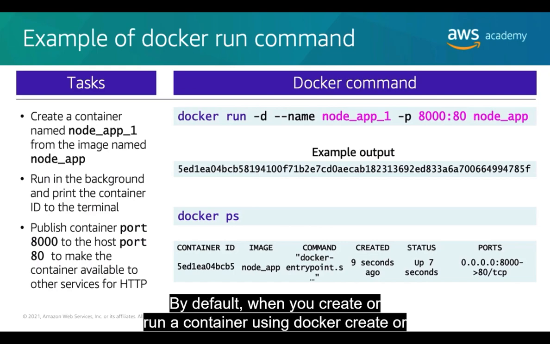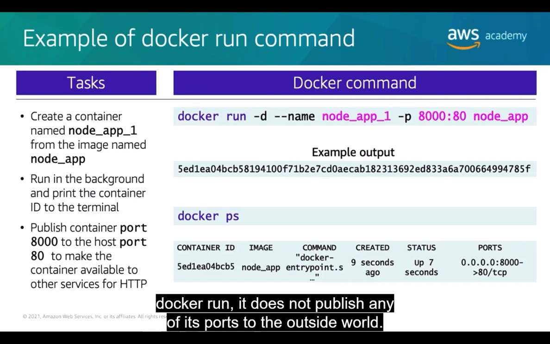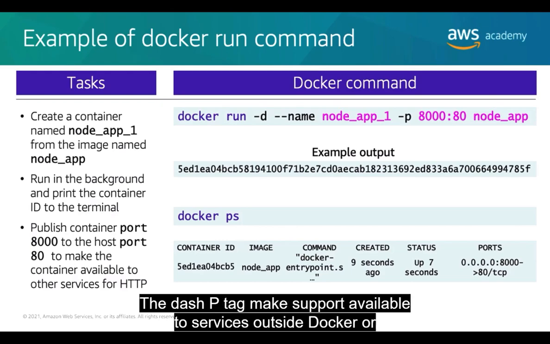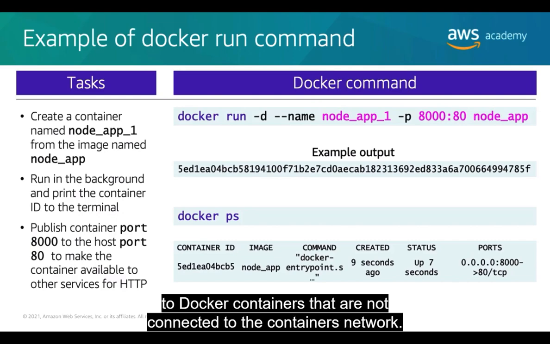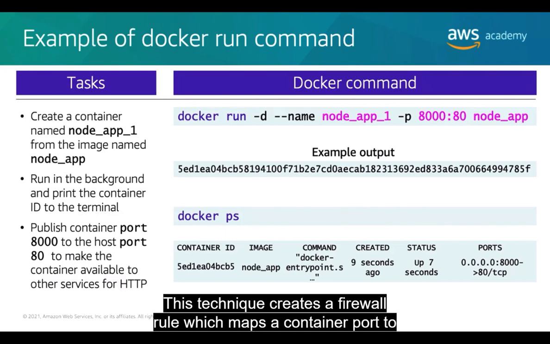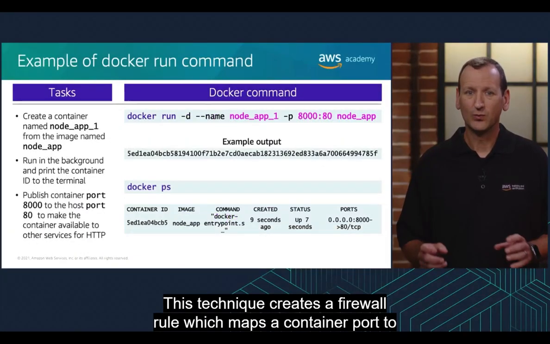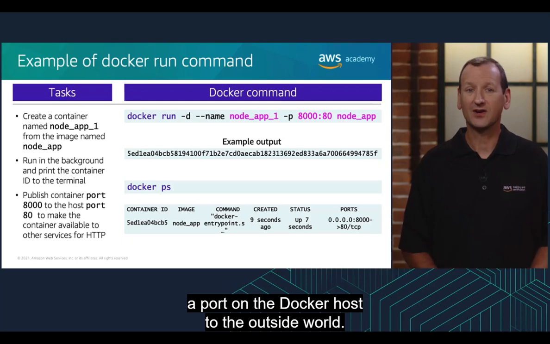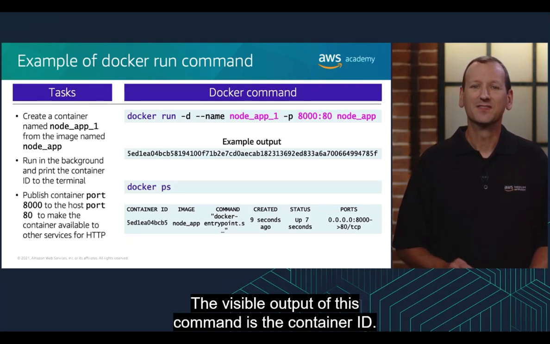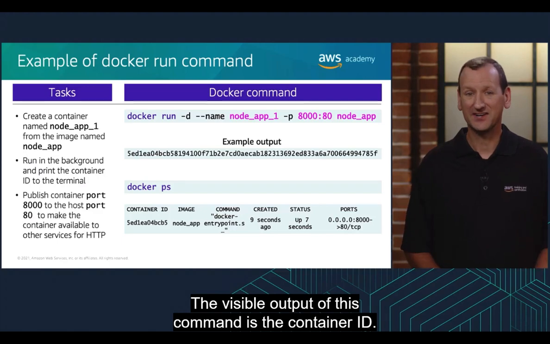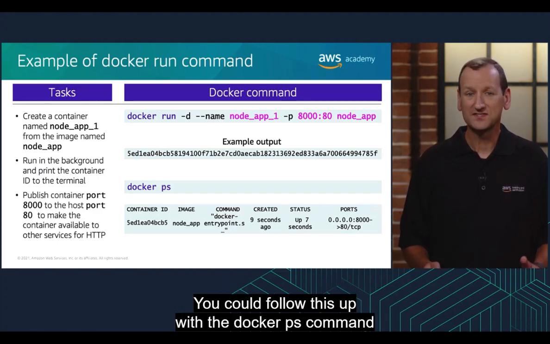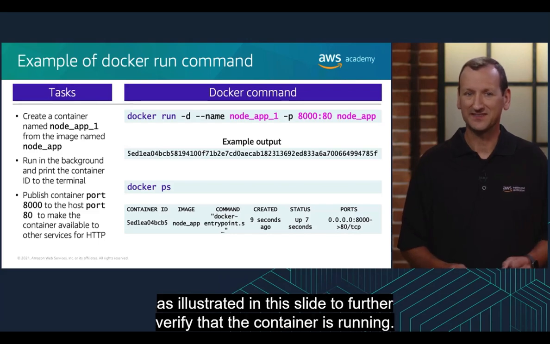By default, when you create or run a container using docker create or docker run, it does not publish any of its ports to the outside world. The -p tag makes a port available to services outside Docker or to Docker containers that are not connected to the container's network. This technique creates a firewall rule, which maps a container port to a port on the Docker host to the outside world. The visible output of this command is the container ID. You could follow this up with the docker ps command, as illustrated in this slide, to further verify that the container is running.